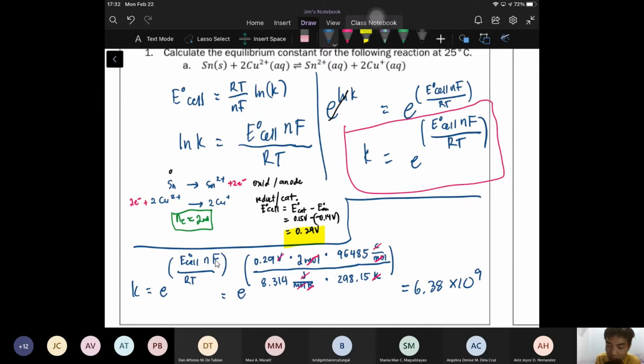96485 coulombs per mole. R is the gas constant in temperature, in energy units. Okay. So, ang energy units ay joule per mole Kelvin, 8.314 joule per mole Kelvin. Temperature must be in Kelvin. Okay. So, if you plug in all this in your calculator, you will get this value for K. So, that means the reaction is spontaneous. So, it will form products.